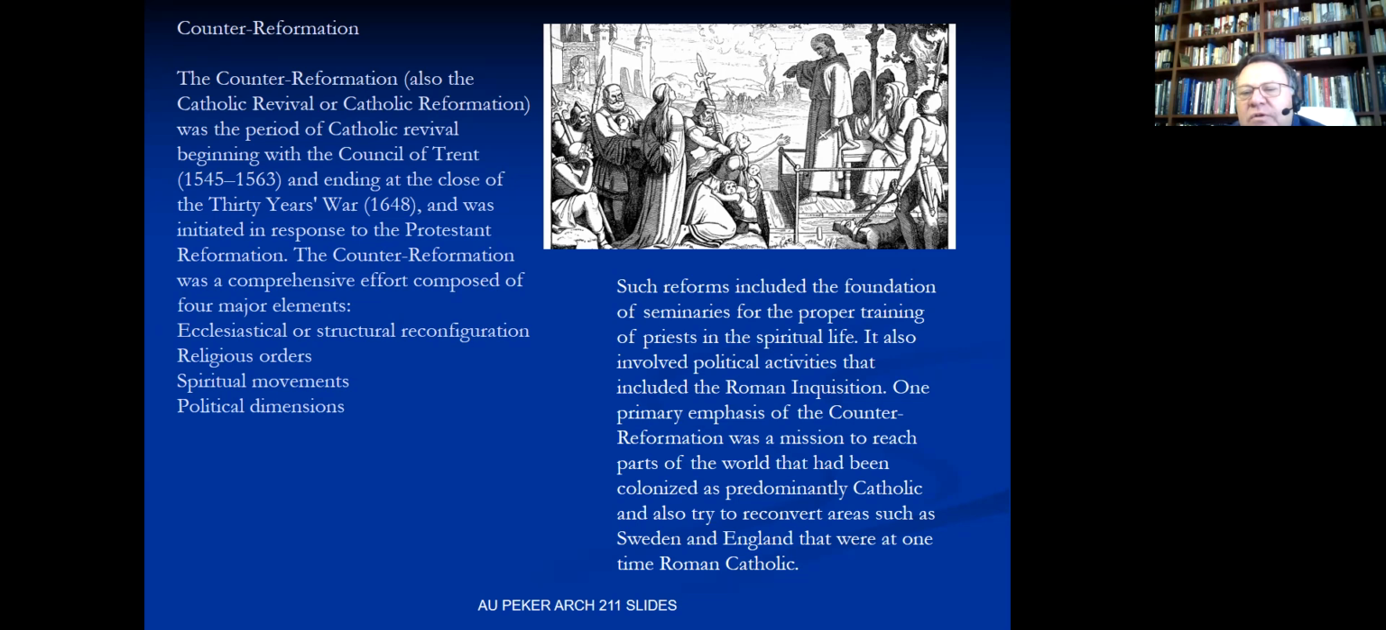It also involved political activities that included the Roman Inquisition. One primary emphasis of the Counter-Reformation was a mission to reach parts of the world that had been colonized as predominantly Catholic, and also to convert areas such as Sweden and England that were at one time Roman Catholic. These countries aimed to be taken back and rendered again Catholic countries. They were partly converted to Protestantism.